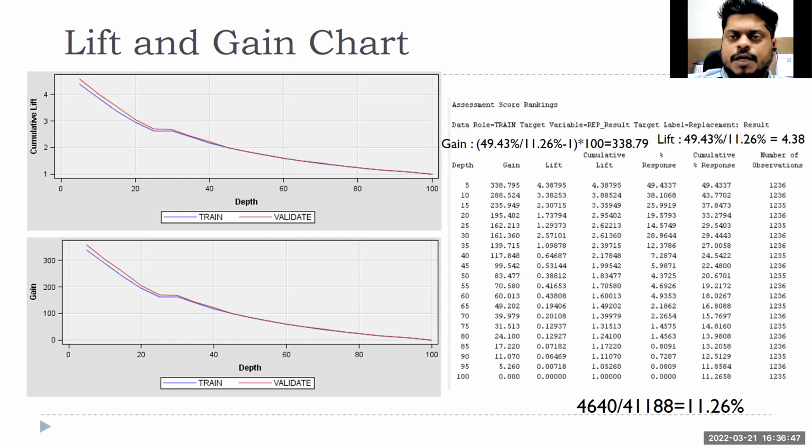Again, the answers you get will not match mine because, like I said, I have changed some of the data points given to you, but the method or the process remains the same. What does the lift and gain chart say?